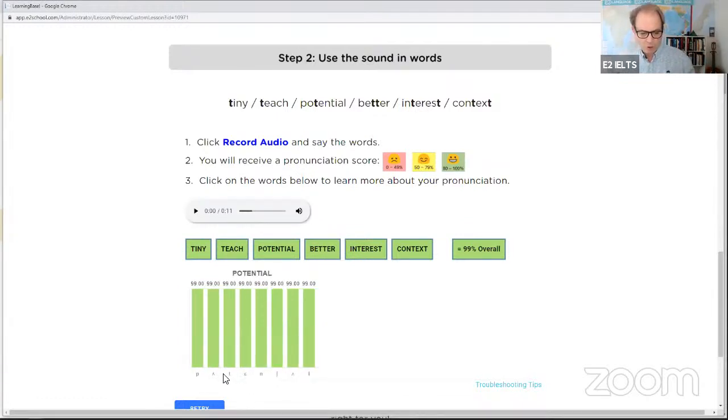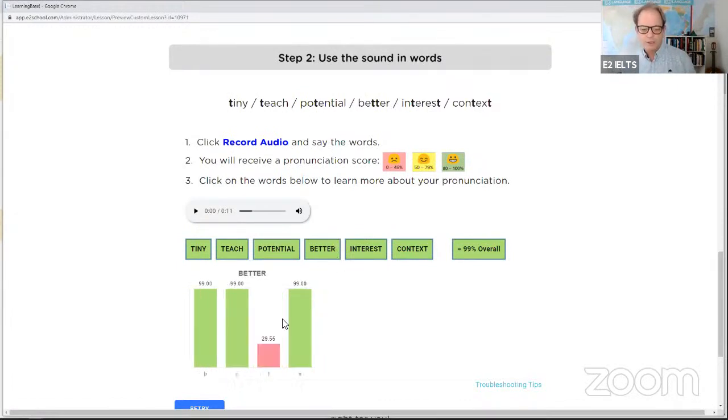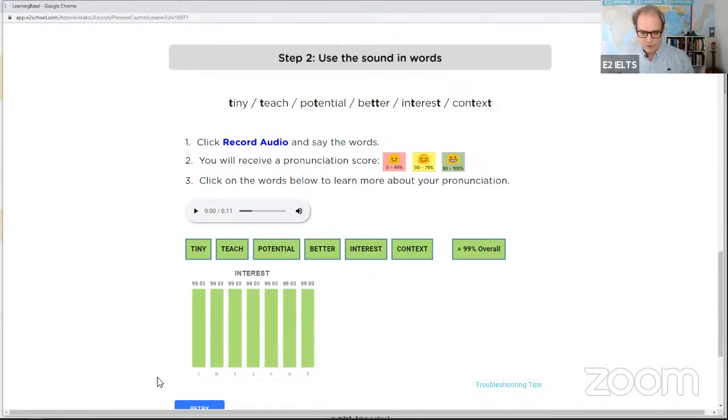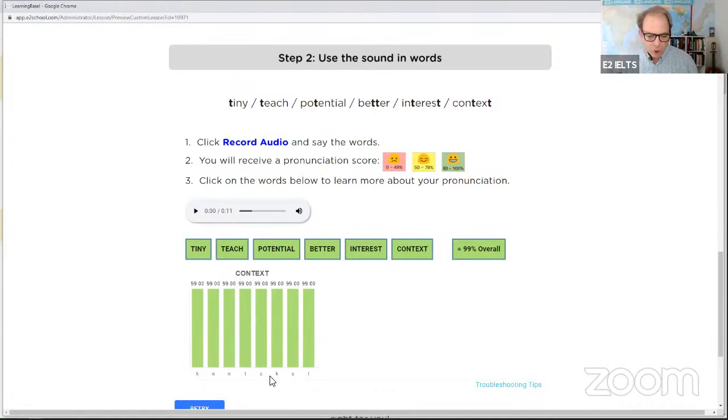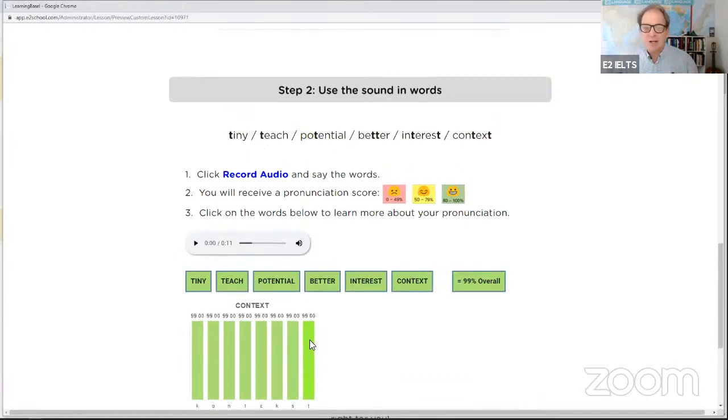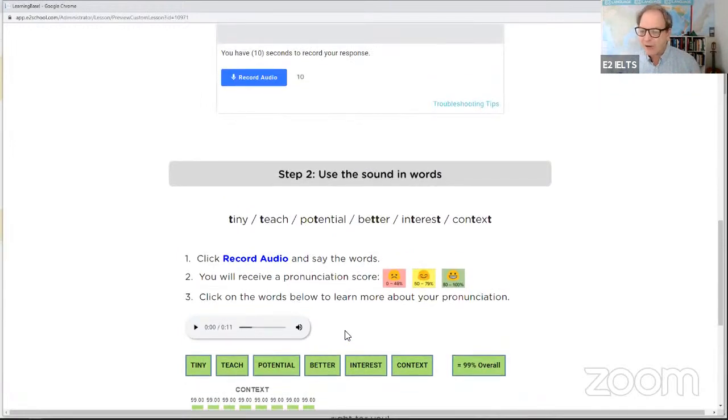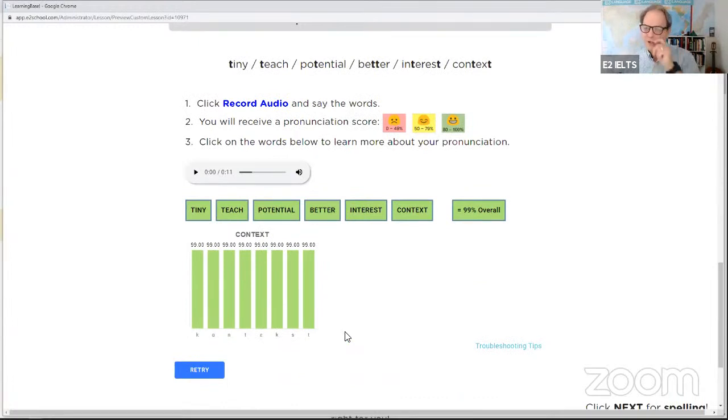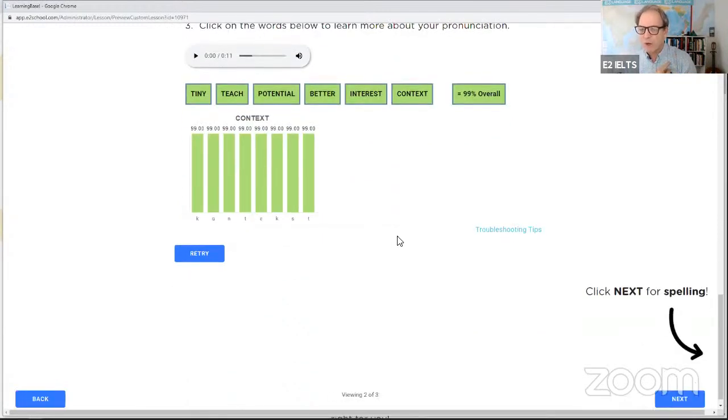Potential, interest, and context. This is our phonetic spelling. So now we can get accurate feedback on what it is that you sound like. So when you sign up to Speaking Lab, you can use this feature in order to get feedback on what it is that you sound like.